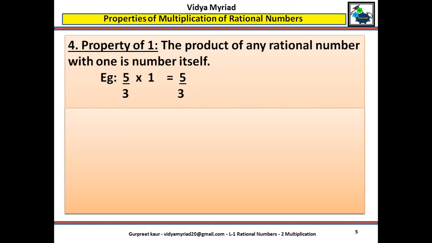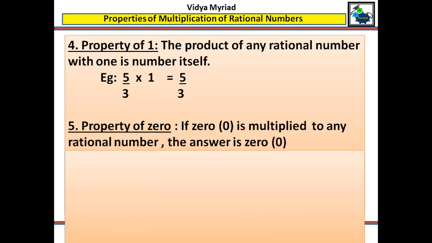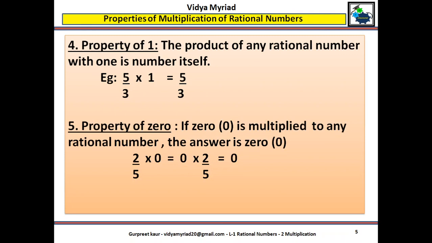The fourth property of multiplication is the property of 1. Anything multiplied by 1 gives the same number. In the same way, when a rational number is multiplied by 1, you will get the same number, the number itself. The fifth is the property of 0. Anything multiplied by 0 is 0. We know this golden rule. In the same way, in the case of a rational number also, if you multiply it by 0, your end result will be 0 only.